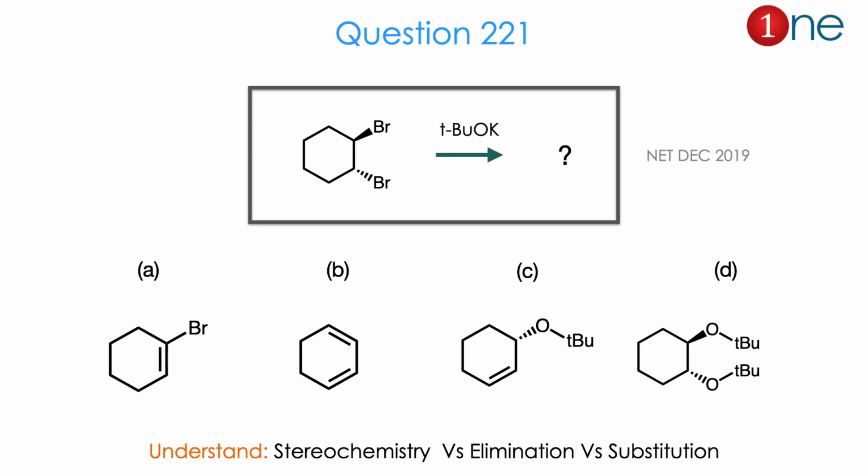A is the elimination of 1 bromine, B is the elimination of 2 bromines, C is the substitution of butoxide, and D is disubstitution in the opposite direction, or anti-addition. So, from the starting material and 4 different products, you might realize the question is really about stereochemistry versus elimination and substitution. The answer is B. Let us see how.